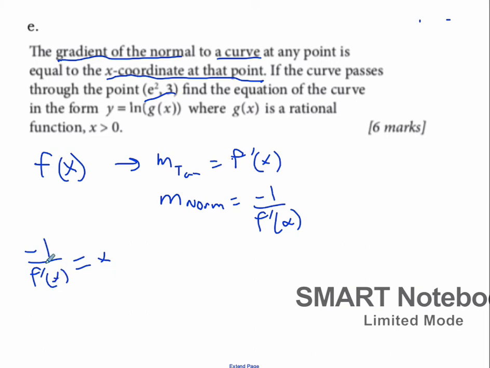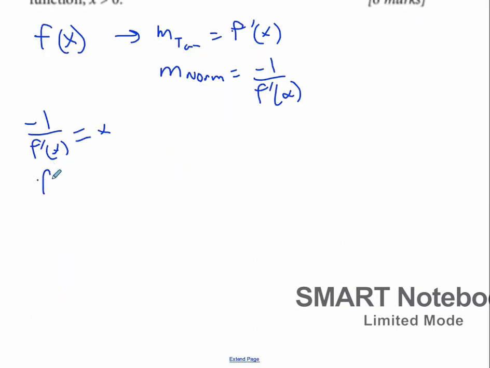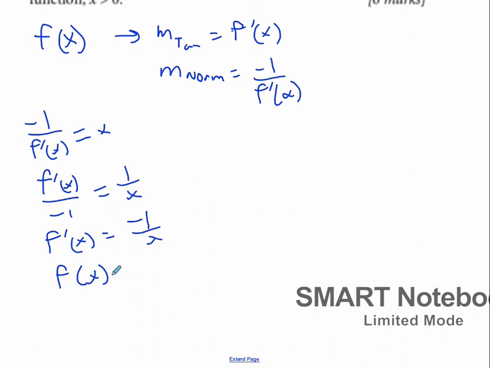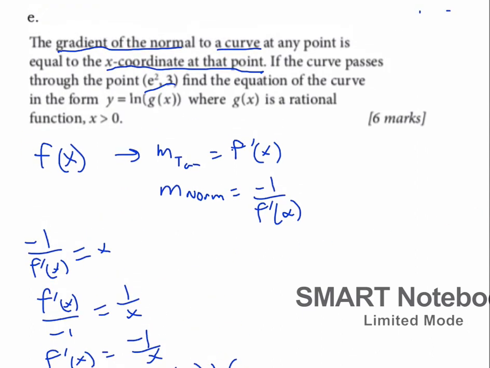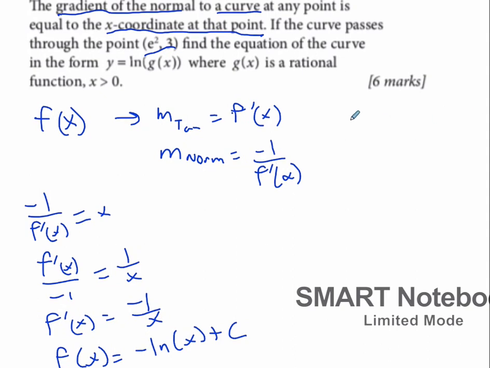Then we can take the reciprocal of both sides. We have f prime of x over negative 1 equals 1 over x. So f prime of x equals negative 1 over x. Now we can figure out what f of x is by finding the integral. The integral here is going to be negative ln x plus c. And then we're going to get it in this form, where g of x is a rational function. I think it's just x, but anyway, we're going to substitute in the point (e squared, 3).